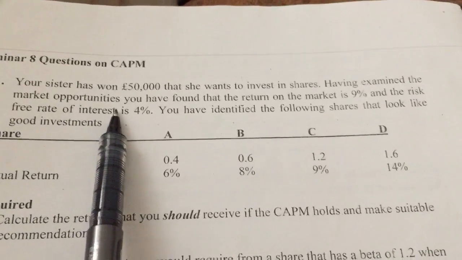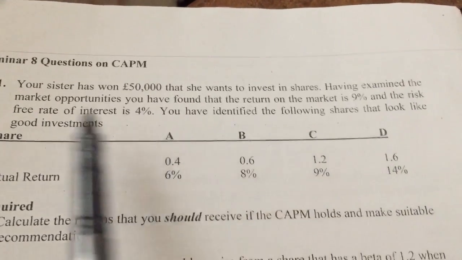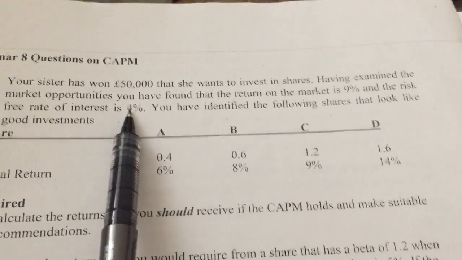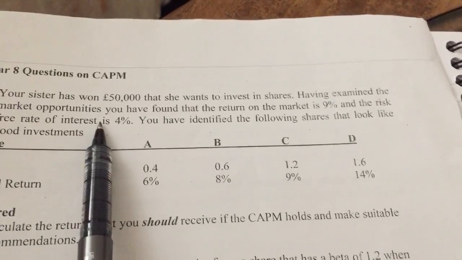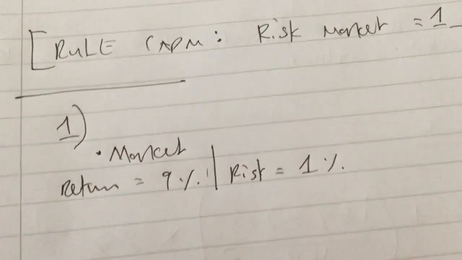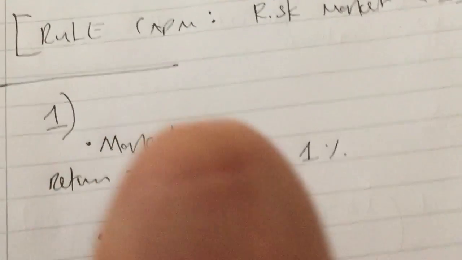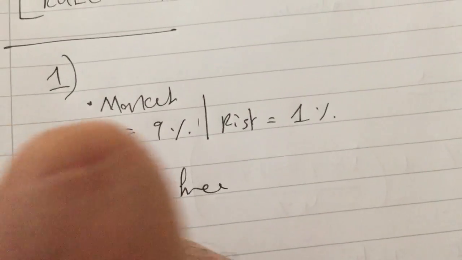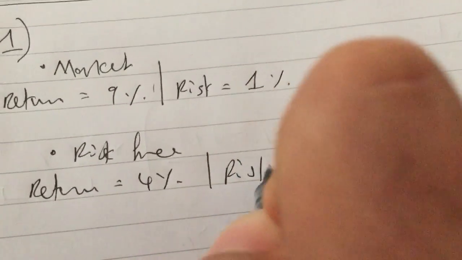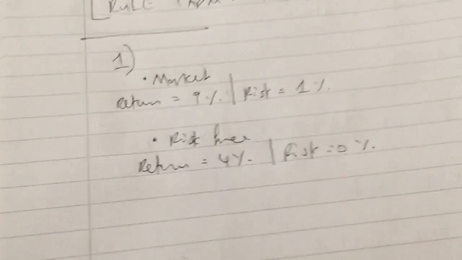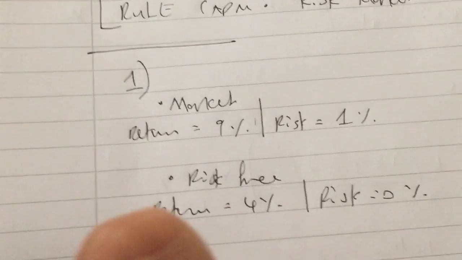Then they're also giving us the risk-free rate of interest. They've worded it a bit weird: the risk-free rate of interest is 4%. What this means is your return is 4%, and your risk is obviously 0 because it's risk-free. So this is your market, and now we're looking at risk-free. The return of the risk-free is 4%, and the risk is 0. They've given us this in question 1, and they want us to look at share A.